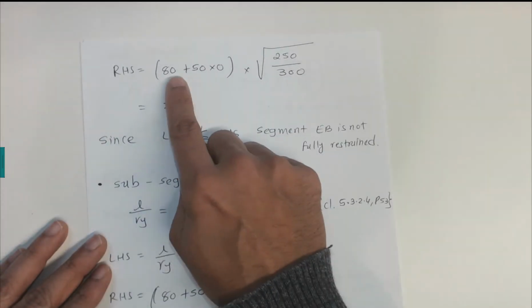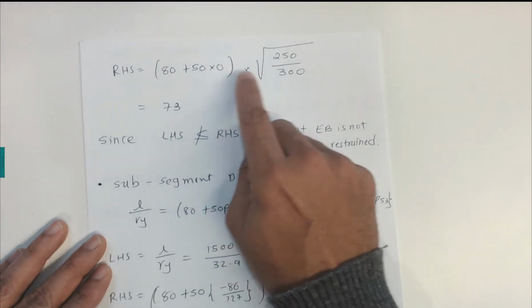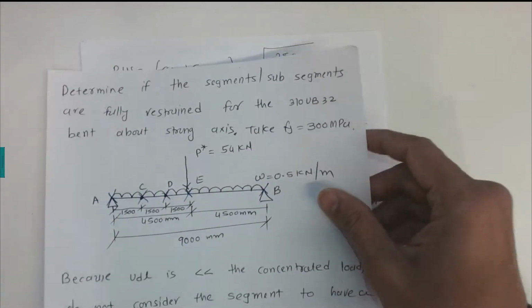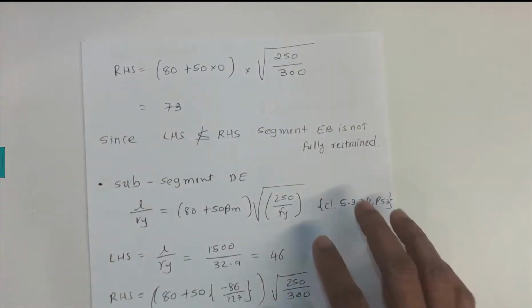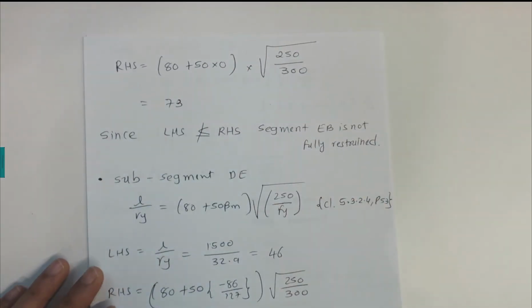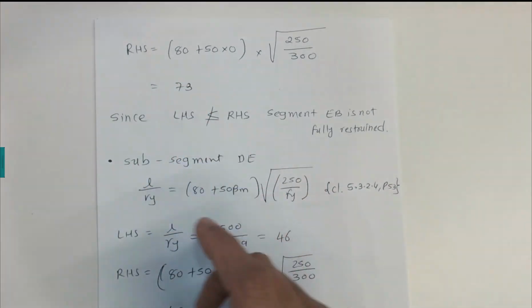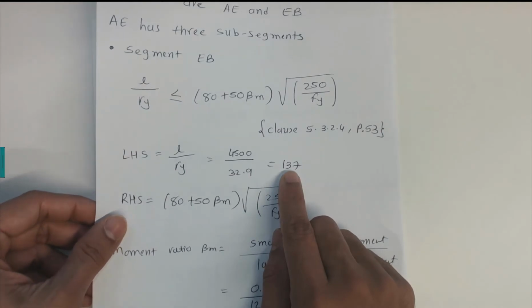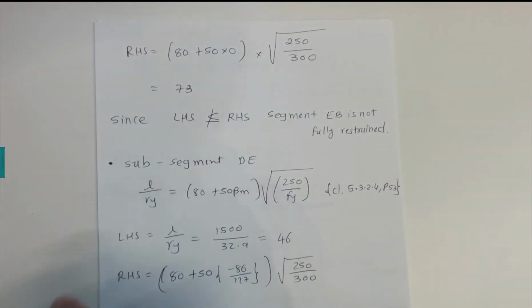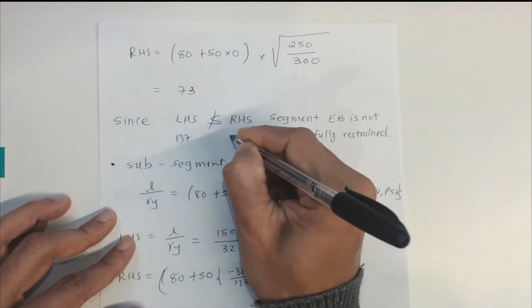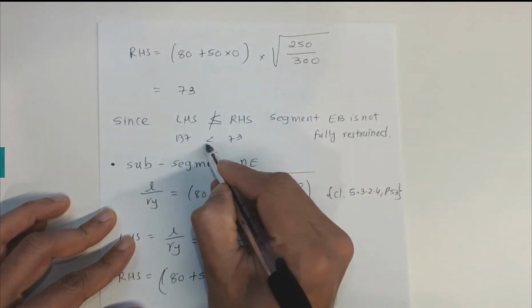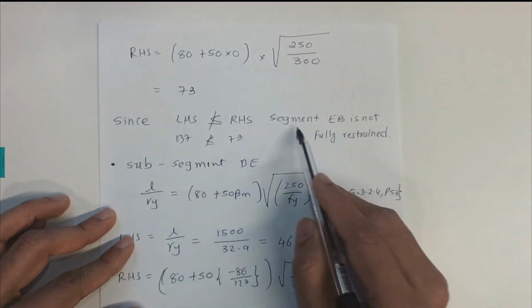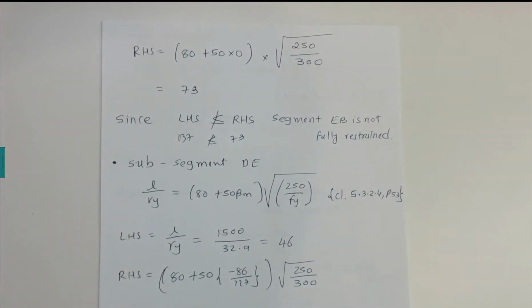Now the right hand side: 80 plus 50 times 0.250 over Fy. Fy of 300 megapascals is given in the question. That calculation gives 73. Now comparing the left hand side and right hand side, the left hand side is 137 and the right hand side is 73. So 137 and 73, obviously it is not less than or equal to, so this condition is false, so segment EB is not fully restrained.